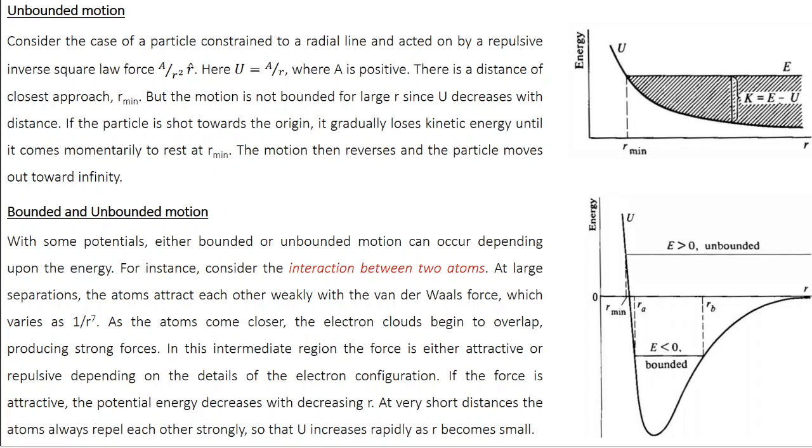The motion is not bounded for large r, since U decreases with the distance. On the other hand, for small r, the motion is bounded at r equal to r minimum. In other words, if you try to decrease r, the minimum value you can reach is r minimum. Beyond that, you cannot reduce. You cannot go all the way to r equal to 0, because after this point the potential becomes hugely repulsive.